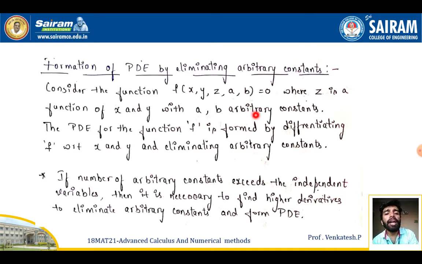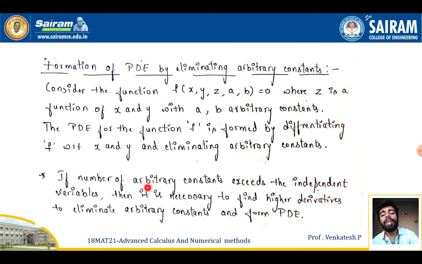With a and b as arbitrary constants, the PDE of the function f is formed by differentiating f with respect to x and y and eliminating the arbitrary constants. So after differentiating, we have to eliminate the arbitrary constants and frame the partial differential equation here. And if the number of arbitrary constants exceeds the independent variables, for example, in this we can see we have two independent variables with two arbitrary constants. Suppose if there are two independent variables and three arbitrary constants, we have to follow this procedure here.